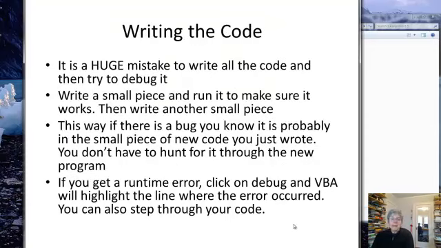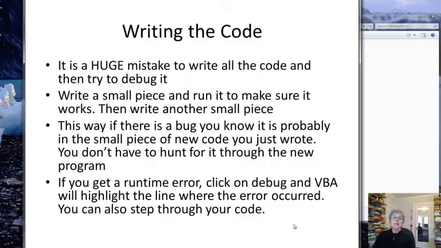Alright, now you're ready to write the code, and the first thing to say is it's a huge mistake to try to write all the code and then try to debug it. Because you have a ton of code, if you get a bug, you're not sure where it is. The test gets the wrong answer, but which part of it is wrong? It's much better to go step by step, write one small piece, get that working, write another small piece, get that working, and so on. And that way, if a bug shows up, it's most likely in the code you just wrote. So you don't have to hunt through an entire big program.